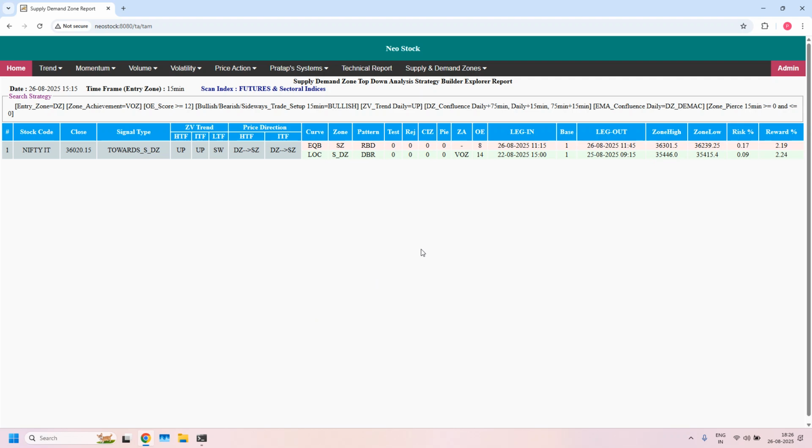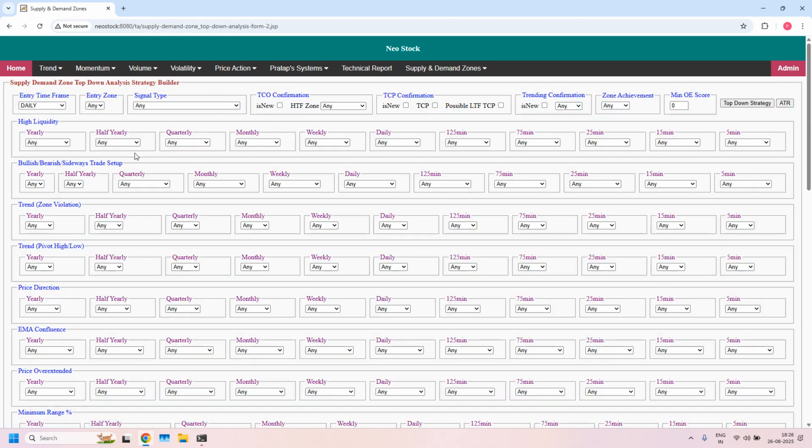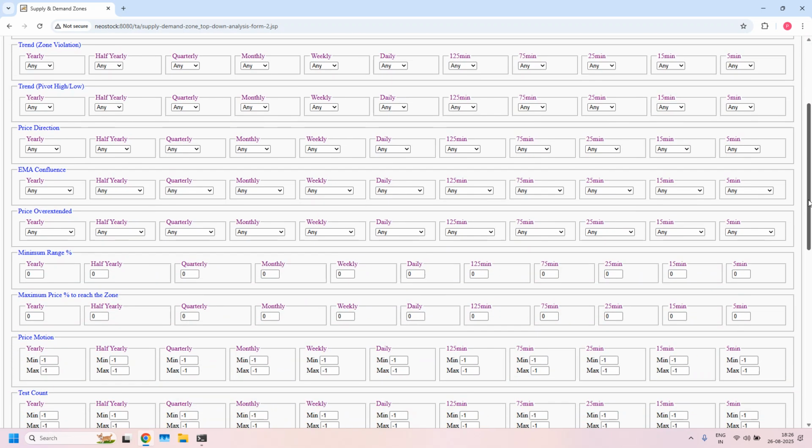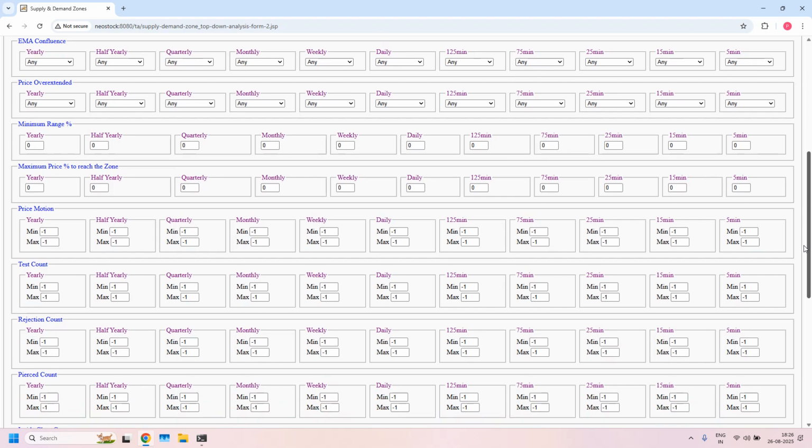Okay, next bearish trade setup for daily income trade. Entry time frame 15 minutes, entry zone, supply zone. Here bullish or bearish, I am selecting bearish. Zone achievement VOZ, minimum order enhancer score 12, and also 15 minute supply zone should not be pierced. So in the pierced count parameter, at 15 minutes time frame, I am setting minimum value 0, maximum value 0.